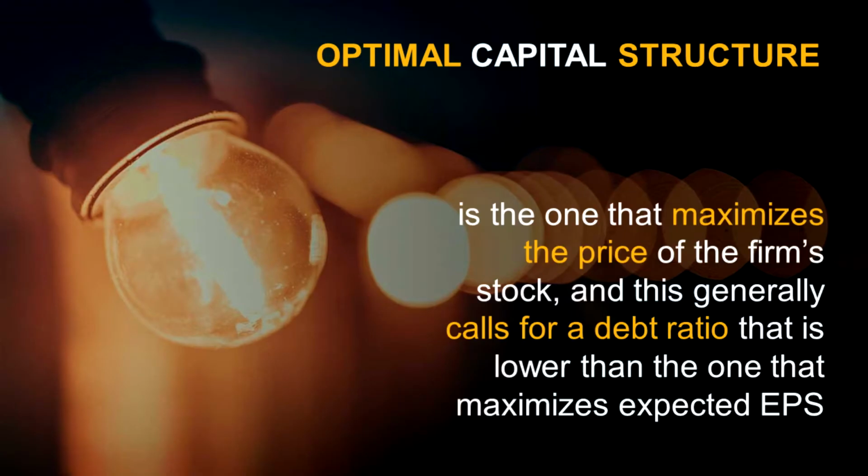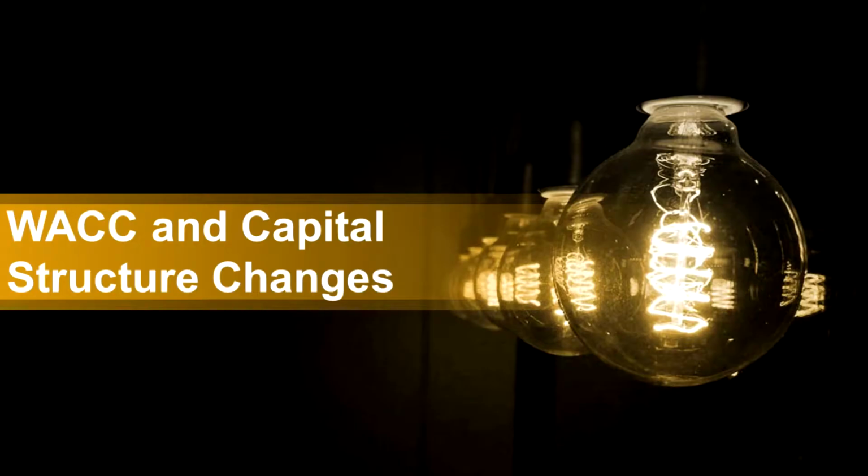Let's first define what is optimal capital structure. Optimal capital structure is the one that maximizes the price of the firm's stock, and this generally calls for a debt ratio that is lower than the one that maximizes expected EPS. Weighted average cost of capital, or WACC, and capital structure changes.